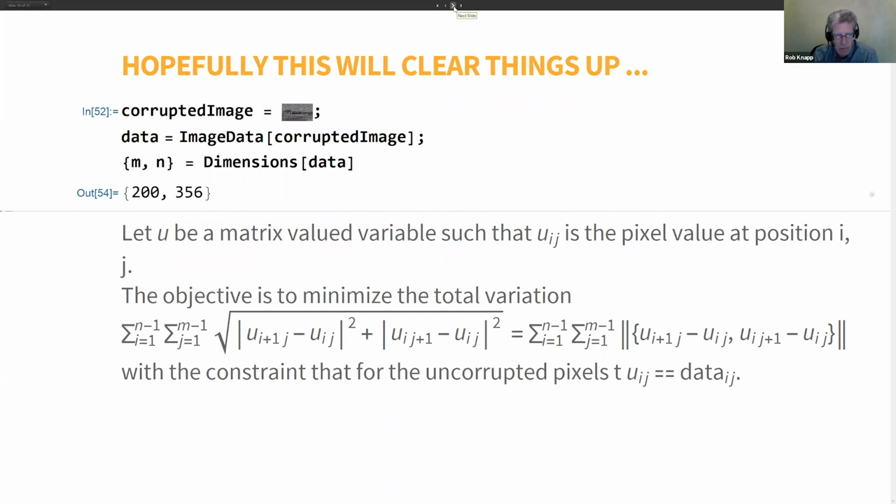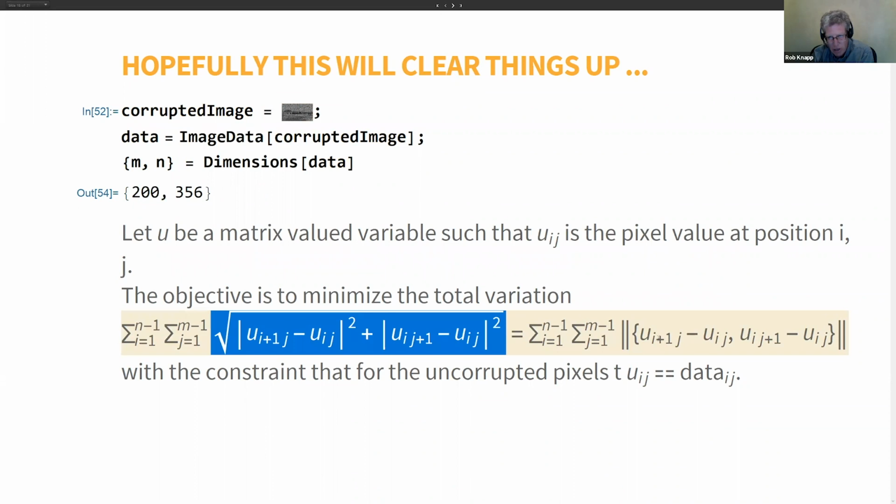I'm going to take an image which is corrupted, that I showed in my original title slot. It actually looks like this. The idea is, if I've got a bunch of pixels that have been zeroed out and I want to restore the image as much as possible, a way to do that is to minimize this total variation, which is a sum of norms of each pixel with its nearby pixels. So you minimize that, okay?